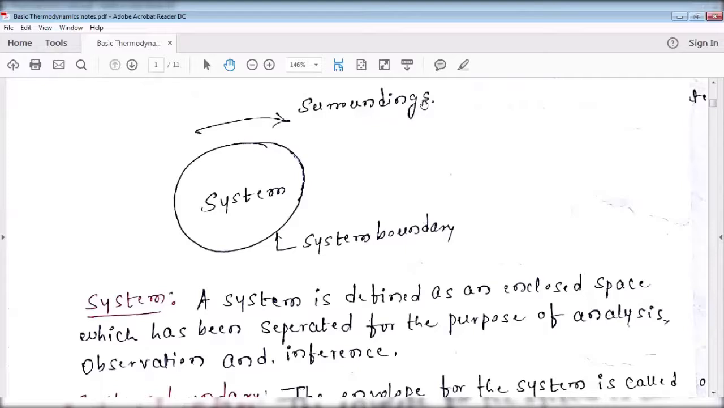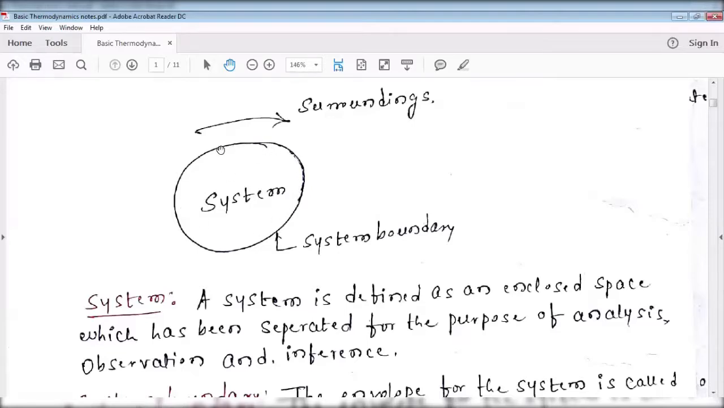If you consider your classroom as a system, that classroom is covered by four walls. After the four walls, whatever space is there outside, all that space comes under the surroundings. If you consider your mobile as one system.